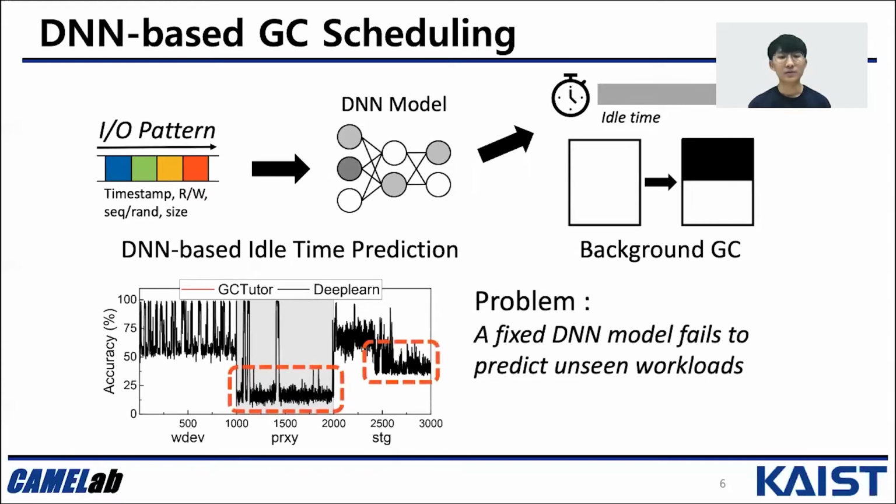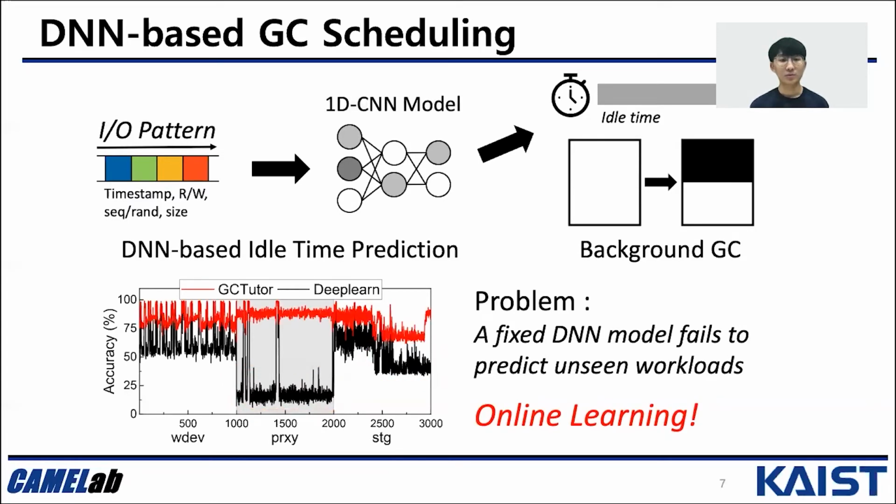However, we observed that a DNN model with fixed parameters failed to predict workloads which the model did not learn while training. The figure below shows the accuracy of the fixed DNN model on such unseen workloads. We can see that the accuracy of the model largely varies, and the model exhibits accuracy of less than 30% on the proxy server workload.